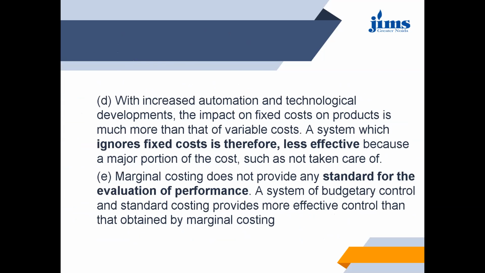With increased automation and technological developments, the impact of fixed cost on products is much more than that of variable cost. A system or an organization which ignores the fixed cost is less effective because a major portion of cost is not taken care of. Fixed costs like rent or salaries of the employees are the major part of the cost. So if we are ignoring it, then the major portion of cost is being ignored.